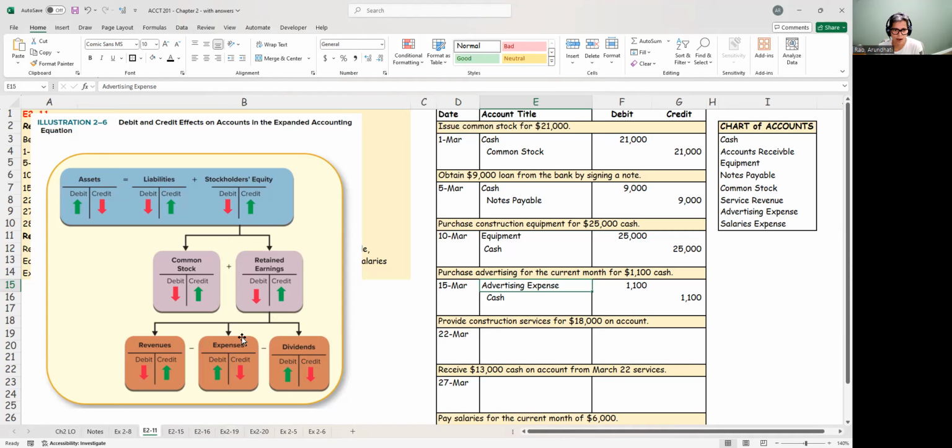If you're debiting this account and under this one, you see that it's decreasing. Retained earnings has decreased because I incurred an expense. But it's a cost of doing business. I have to do that. Now let's move on to the next transaction.